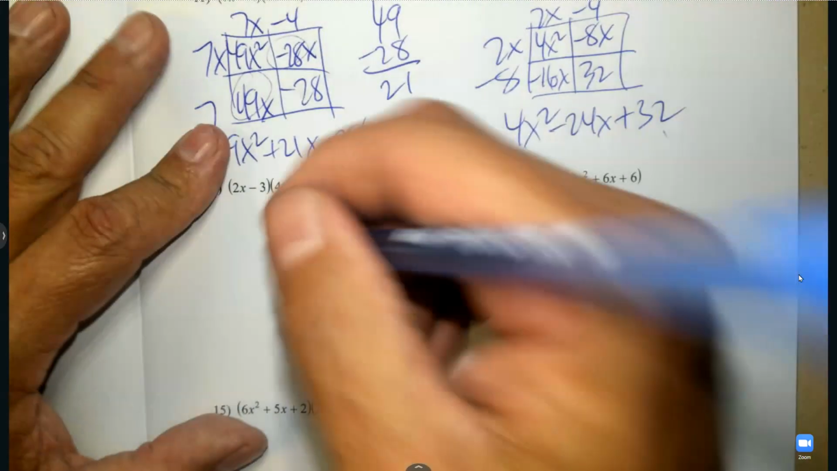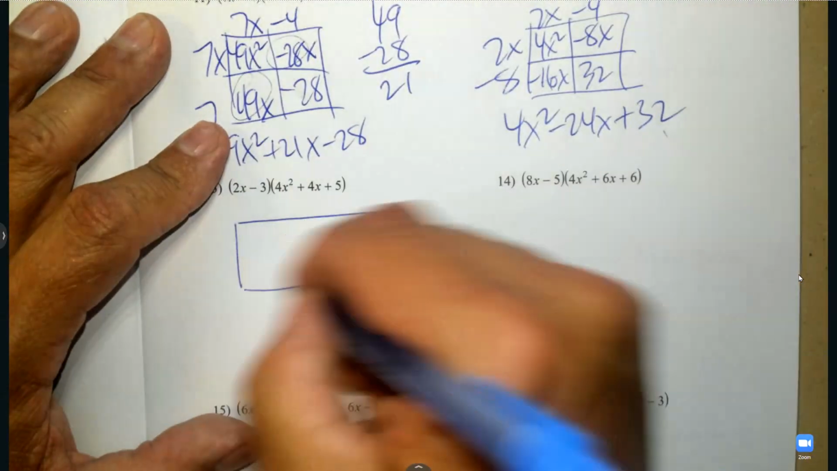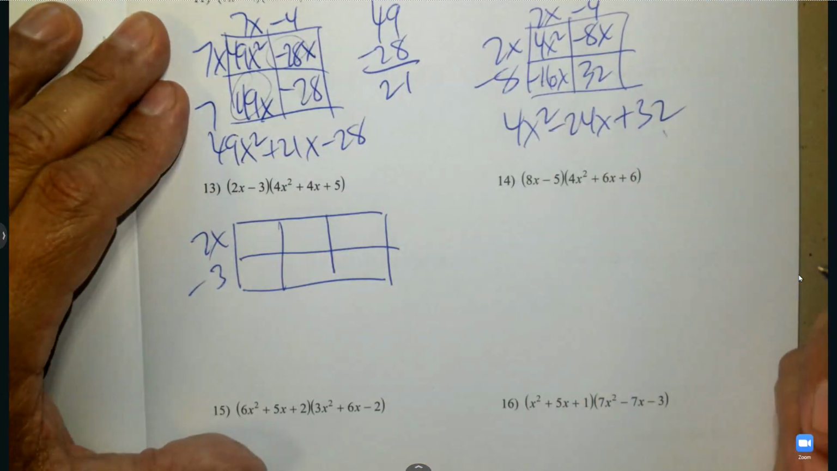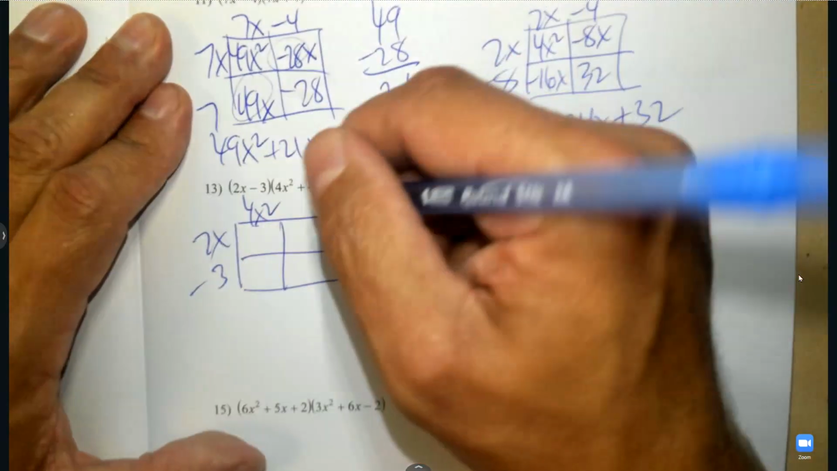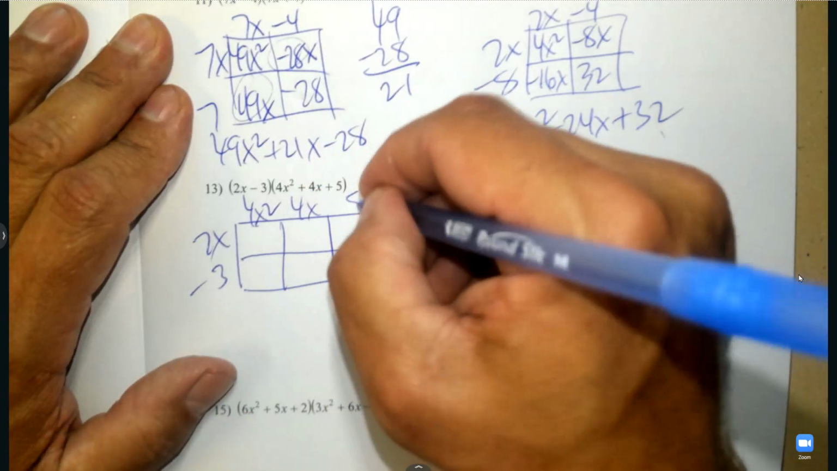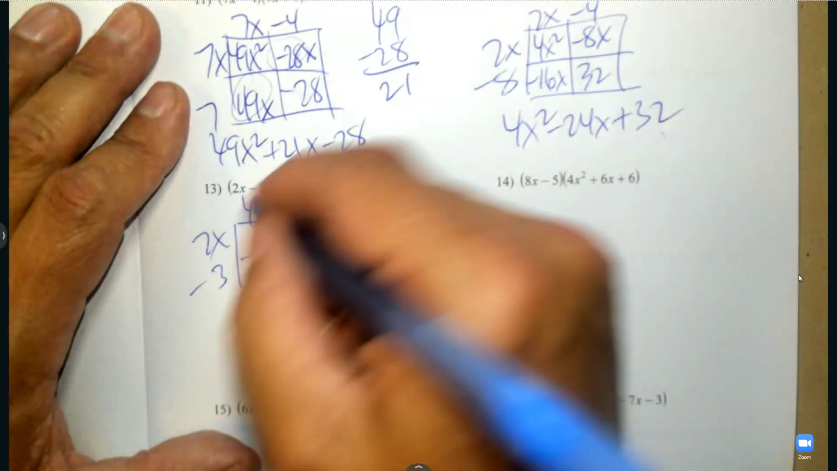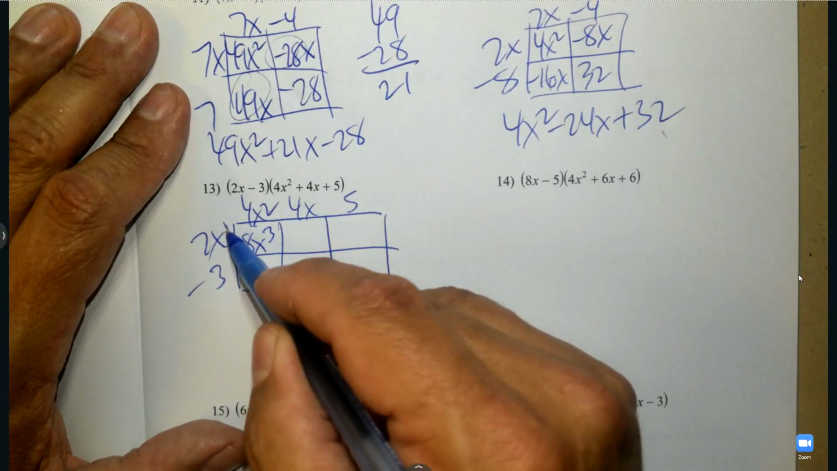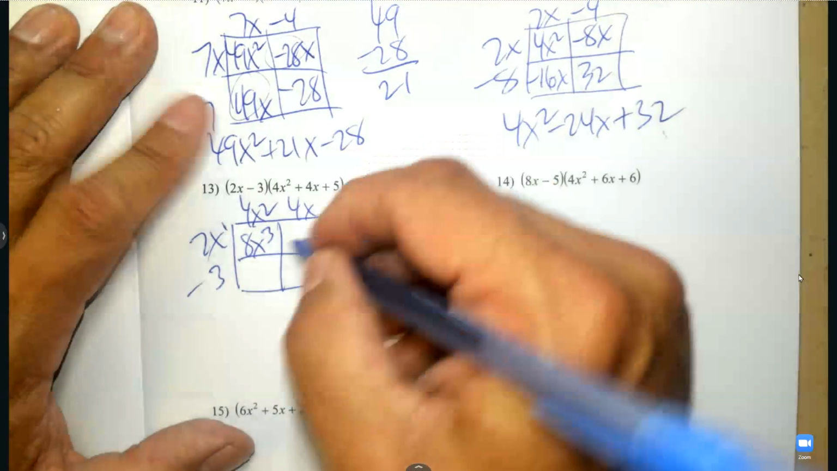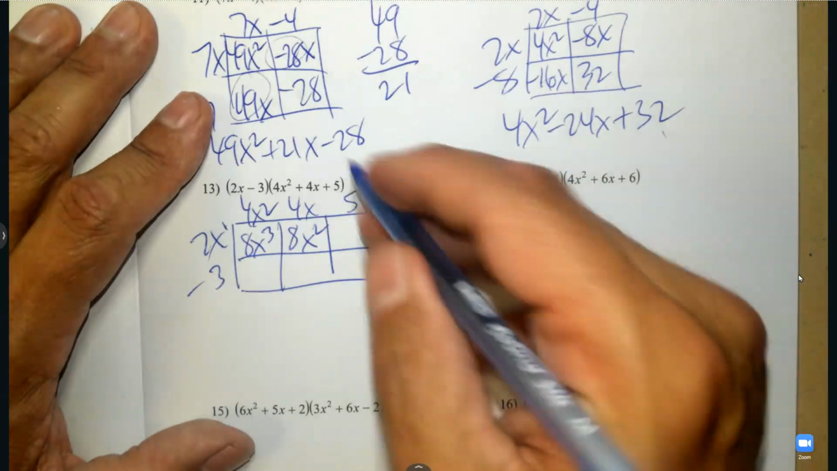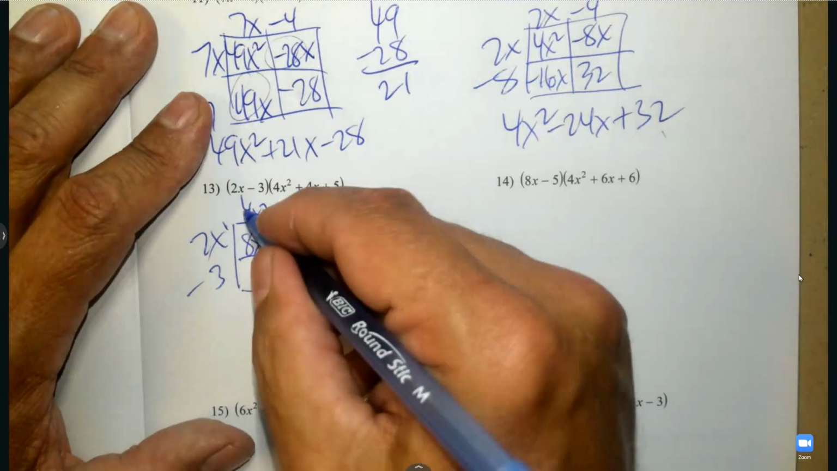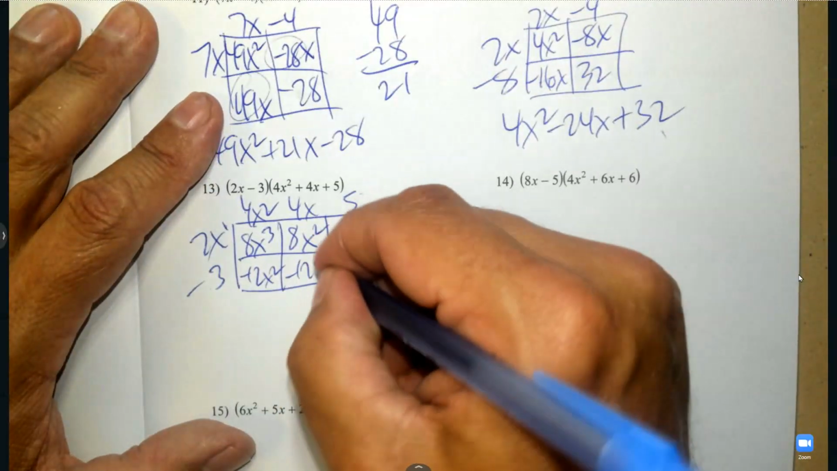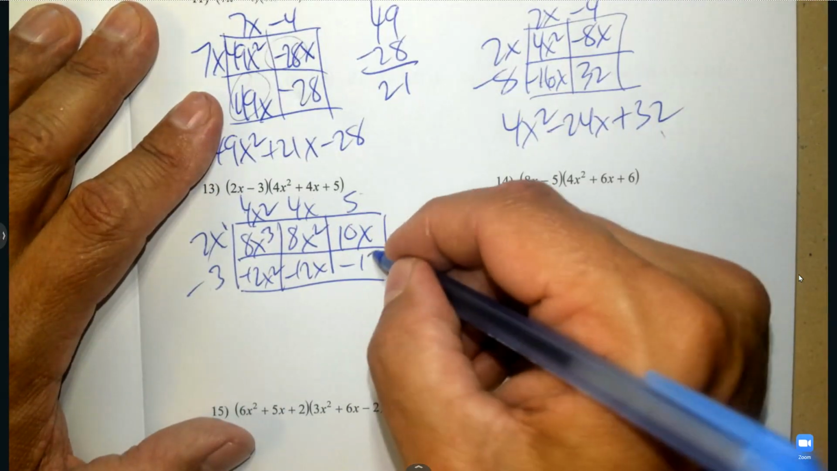Now, what happens when it's just a little bit more? So for this one, I have a binomial. I'm going to put that on the side, and then a trinomial. I'm going to have 3 columns. I'm going to put it on top, and I'm going to multiply it out. So 2 times 4. Make sure you go x times x squared. You add the exponent. So 2 times 4, x times x. 2 times 5, just an x. Negative 3 times 4, with an x squared, negative 3 times 4x, and then negative times a positive.